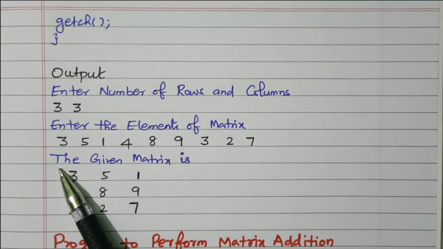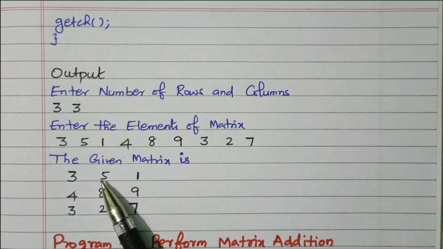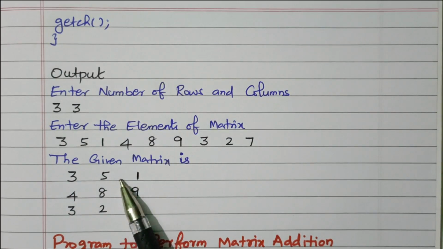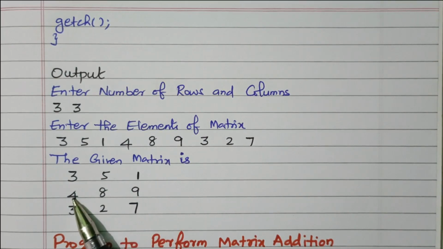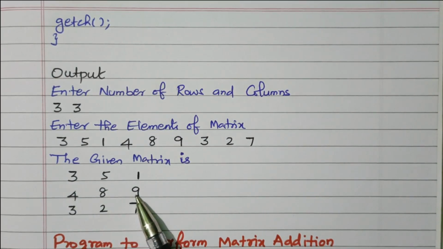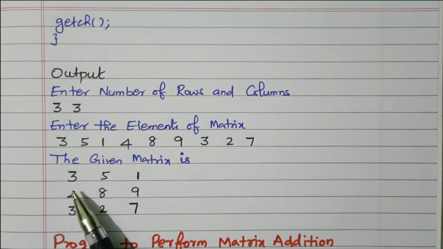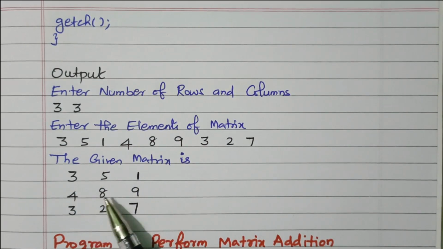With the output we display "the given matrix is", and we display the first row: 3 5 1. There is a tab between the first element and second element, and between the second and third element. After printing the first row, we go to the next line with printf \n. Then the second row is printed with the tabbing, then it goes to the next line, and the third row is printed with the tabbing, right? So now it is in matrix format: 0 0, 0 1, 0 2; 1 0, 1 1, 1 2; 2 0, 2 1, 2 2. So this is the program to display the matrix.